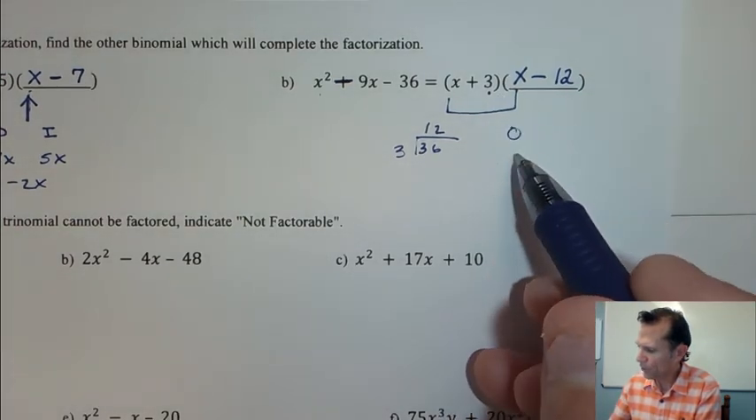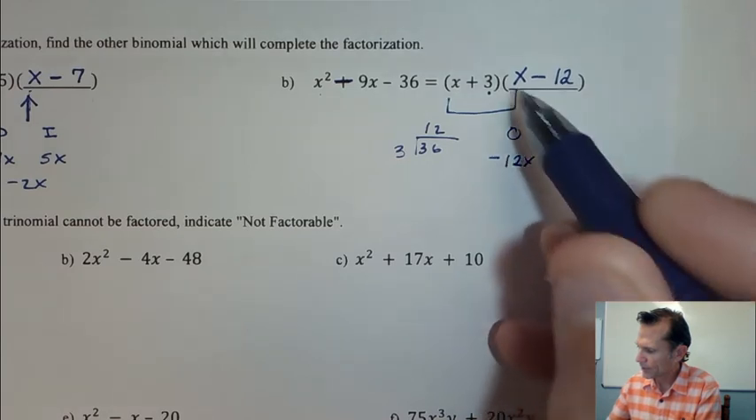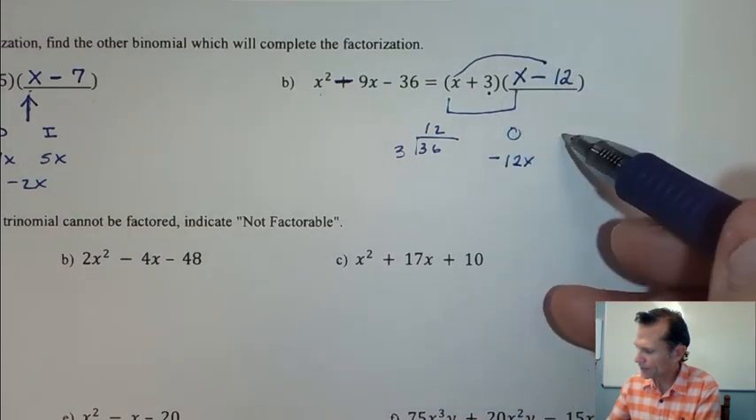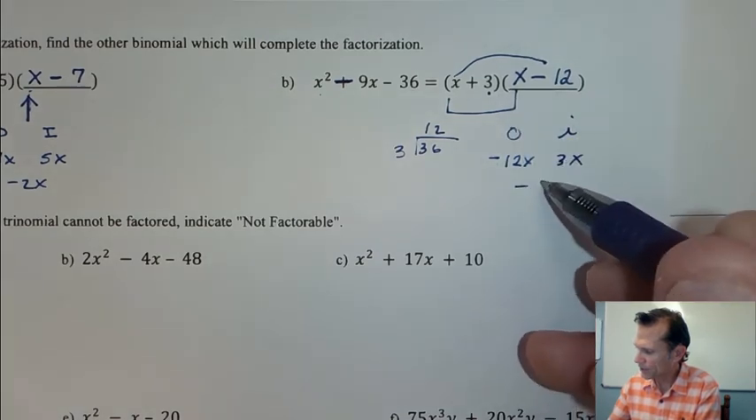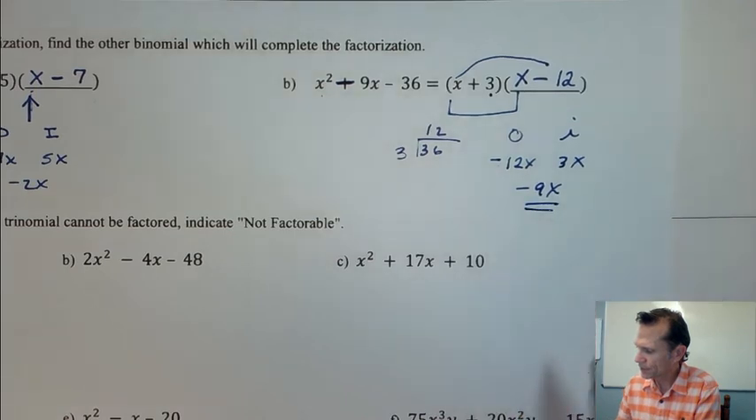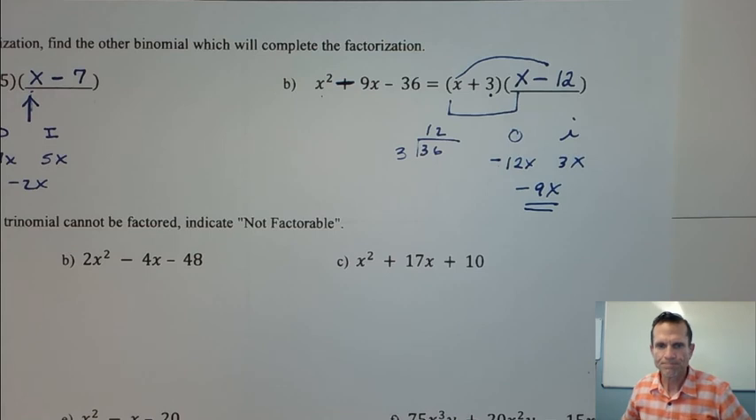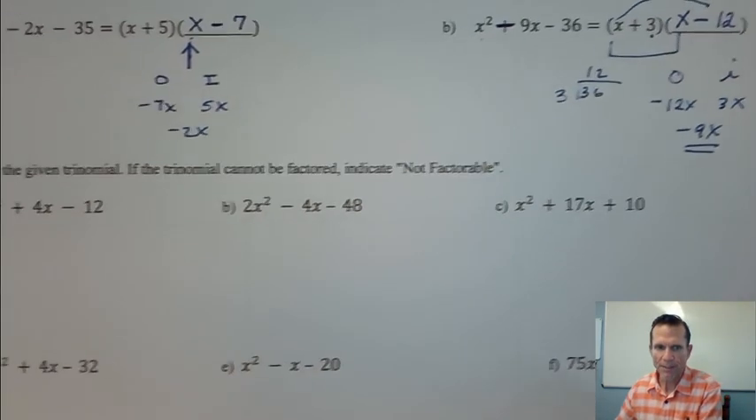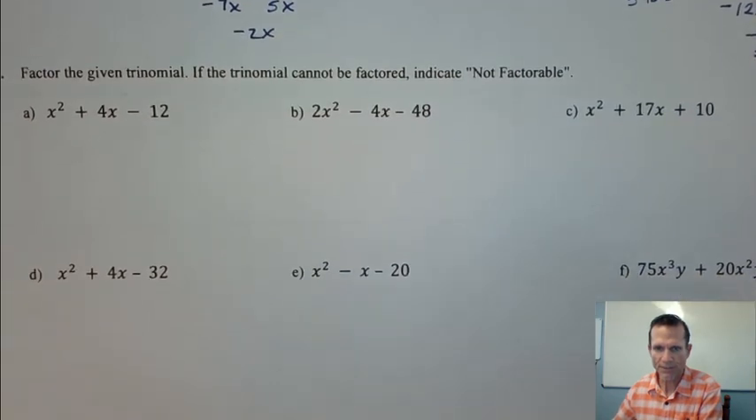If you check O, you get negative 12x, that's outside here. And inside, you get 3x, which gives negative 9x. So I had a little sign error on the packet, but I'll get that fixed for you. Otherwise, we wouldn't be able to make it work. All right, well, that starts us off, and going on to the next problems, we're going to have to come up with the two binomials ourselves, and we'll take a look at those next. Thanks.